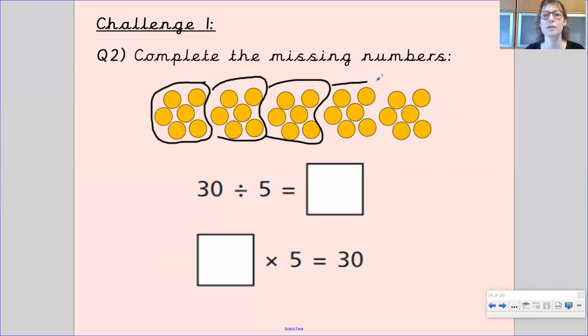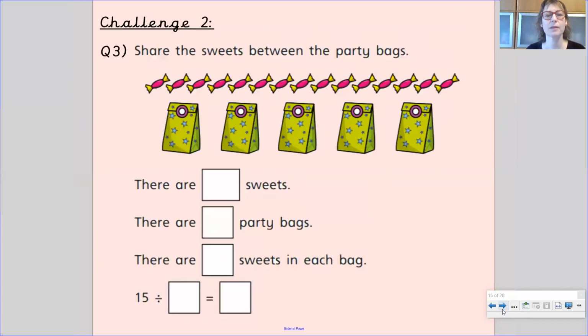3. Pretty pattern, don't they? 4, 5. So how many have you got in each group? And then that number is what you would multiply by 5 to get 30. So I've kind of helped you out a bit there.